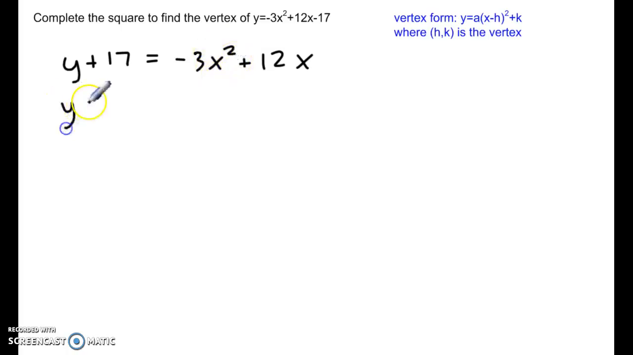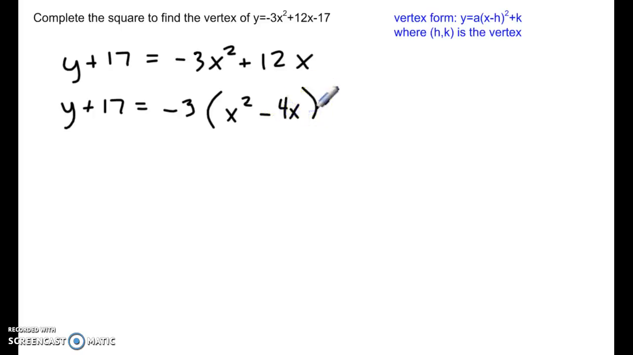So first thing I'm going to do is move the number term over. So I'm going to add 17 to both sides. So I get y plus 17 equals negative 3x squared plus 12x. All right, so I want just x squared because that'll make completing the square much easier. So y plus 17 equals, I can factor out negative 3: negative 3 times x squared minus 4x.